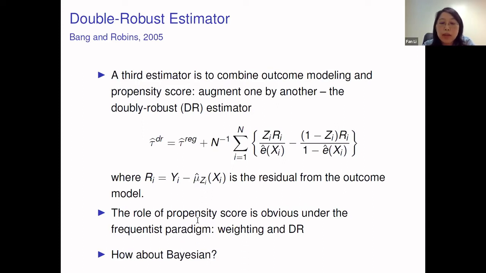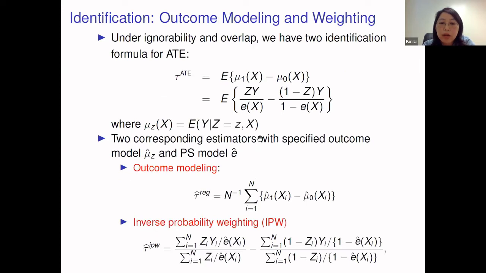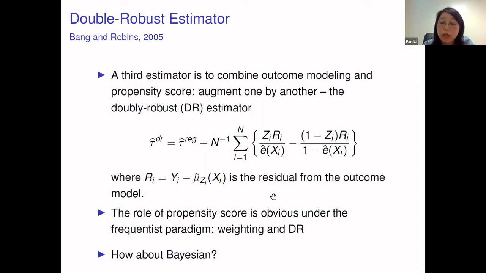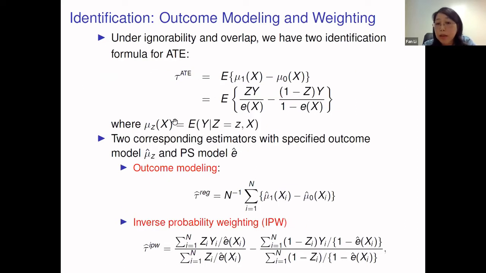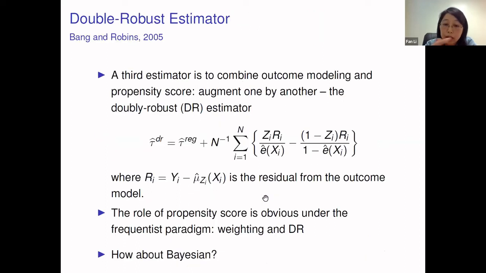So the role of propensity in this approach seems to be pretty obvious, right? If you're doing weighting, of course you need to calculate the propensity and then do the inverse, and if you do DR, you definitely need to use that. But then you can see that in the outcome model approach, propensity doesn't play a role. Okay, so that is actually where this is interesting. Outcome modeling is actually crucial for propensity in the Bayesian analysis, and I will get to this point very soon. So my point is that the role of propensity is obvious under the weighting and DR approach.